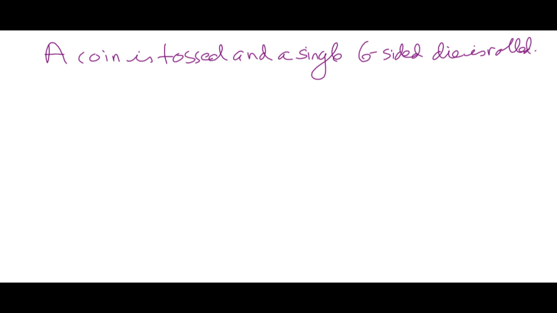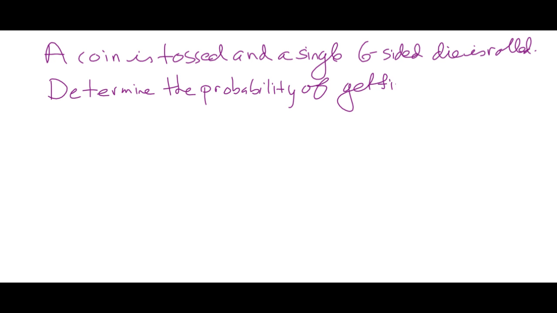So a coin is tossed and a single six-sided die is rolled. Determine the probability of getting heads and rolling a 3. All right, the first thing you're going to ask yourself: are these dependent or independent? And you say it's two totally different things. These are independent.